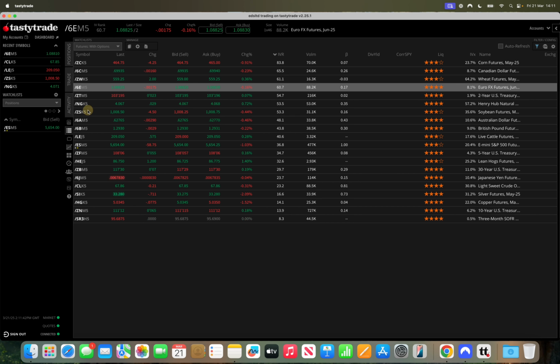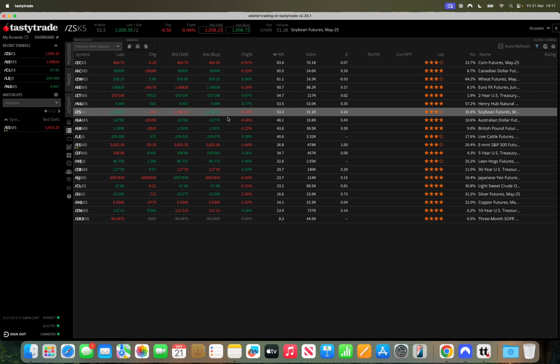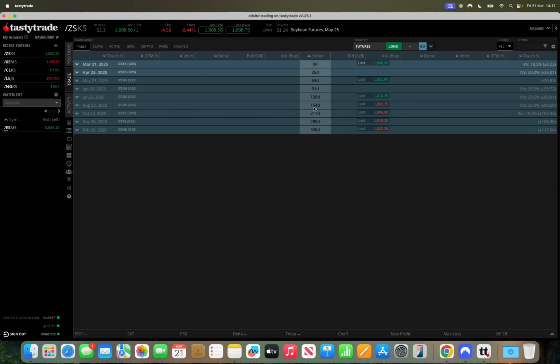So we're going to use soybeans today, ZS. It has an IV rank of 53.3 and an absolute IV level of 35.6. So this is going to sort of be in the middle of the road. Can be okay for smaller accounts, can be okay for larger accounts. Just kind of depends on how small or how large your account is.